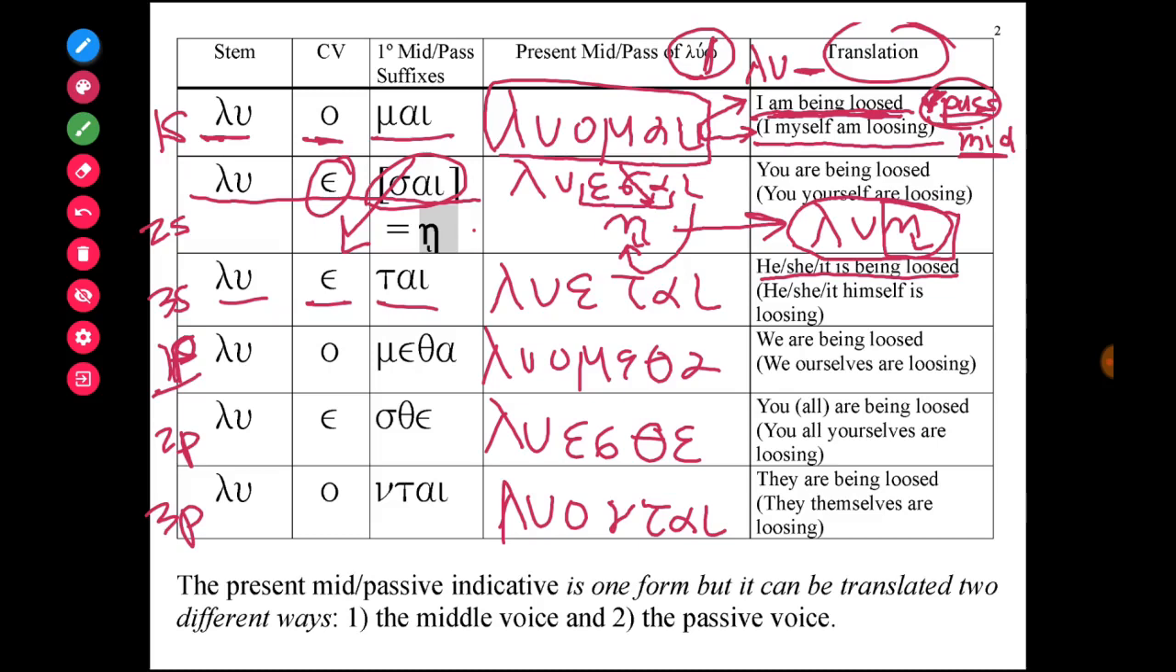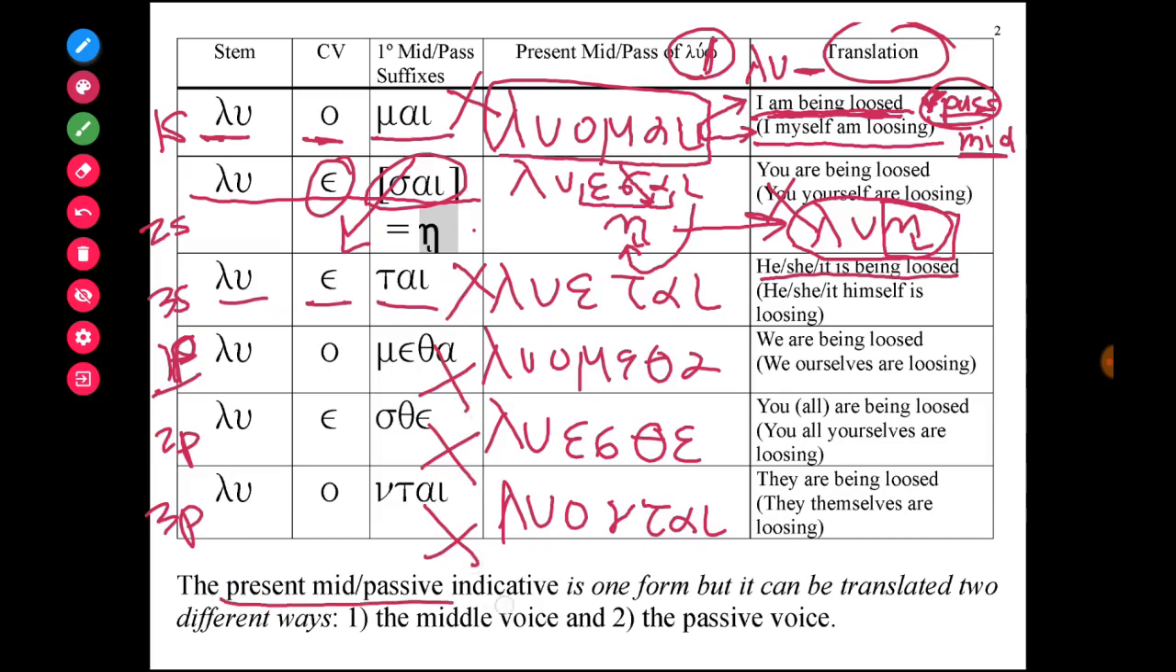And can you say them with me? Luomai, lue, luetai, luometha, luesthe, luontai. One more time. Luomai, lue, luetai, luometha, luesthe, luontai.